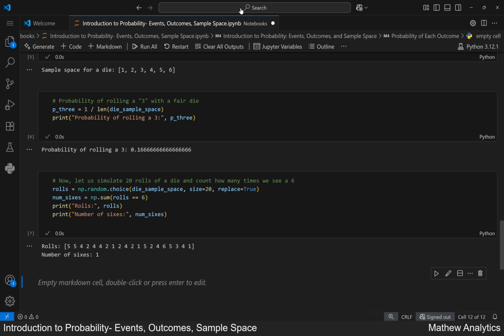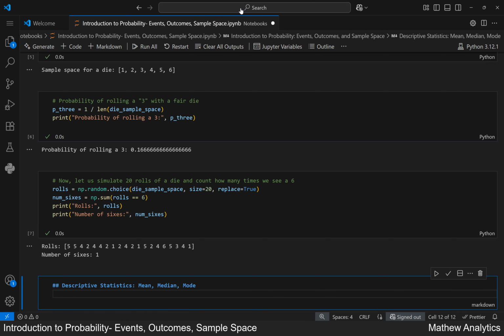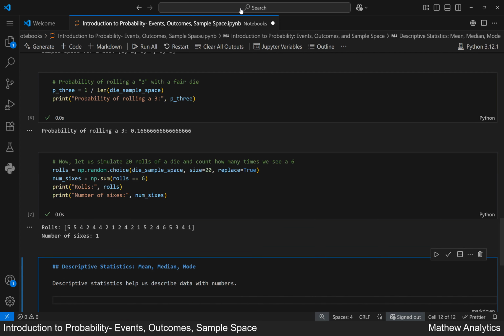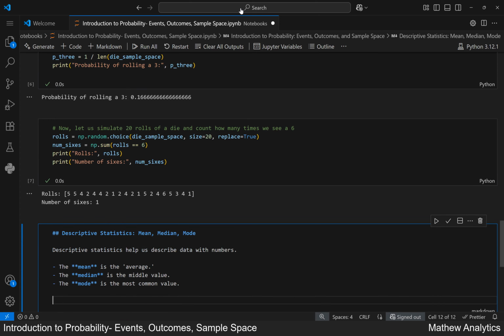Descriptive statistics, mean, median, mode. Descriptive statistics help us describe data with numbers. The mean is the average. The median is the middle value. The mode is the most common value. Let us see these in action. Running the cell now.